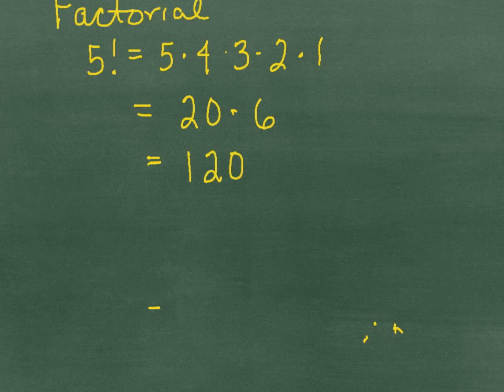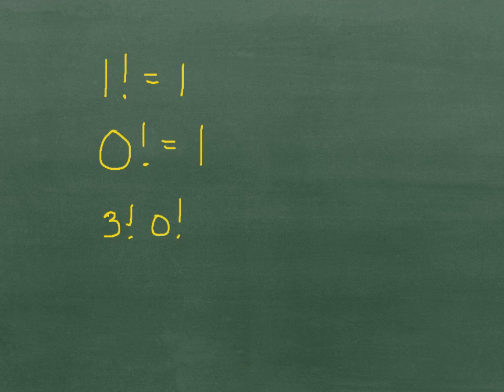Something else that's important with factorial notation is that 1 factorial is just equal to 1, but 0 factorial is also equal to 1. So if you have something like 3 factorial times 0 factorial, that's just 3 times 2 times 1, times 0 factorial, which is just 1. So that's equal to 6.